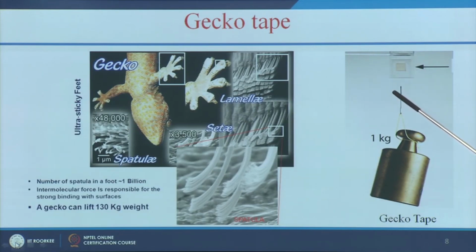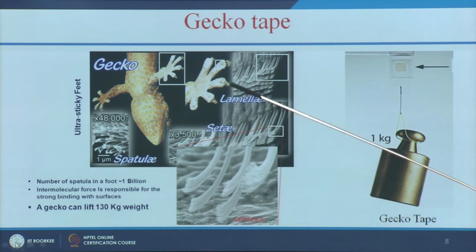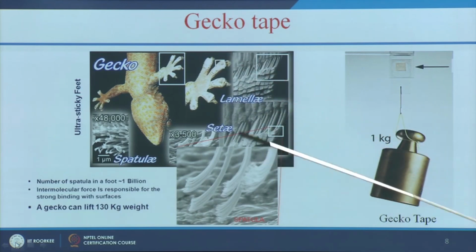We can remove it a number of times because this is sticking based on the van der Waals force, and you can see the capacity, it can carry even 1 kilogram of weight and the maximum weight it can lift is 130 kilogram. And what is the reason? Again, it has a nano kind of arrangement on the GCO feed, and for seeing this nano arrangement you need a specialized microscope called electron microscope.